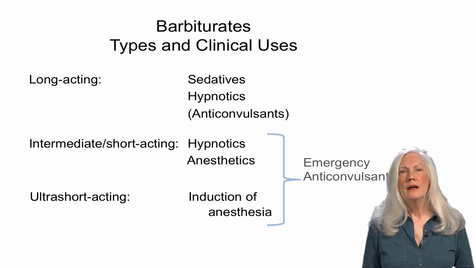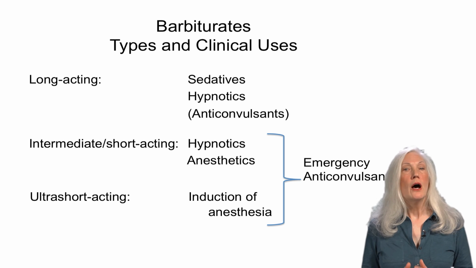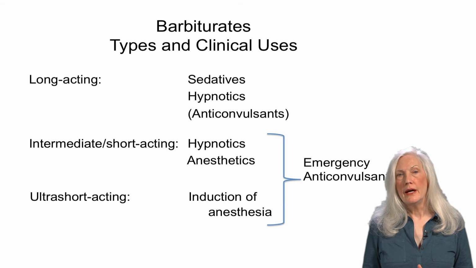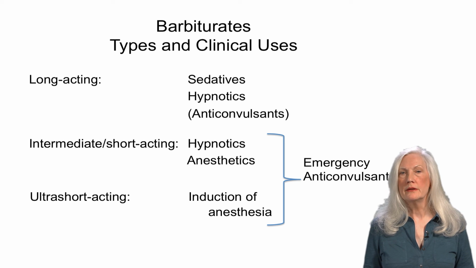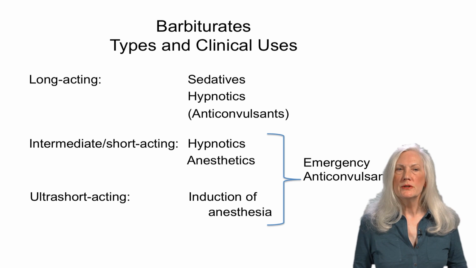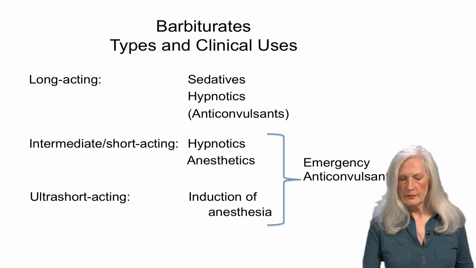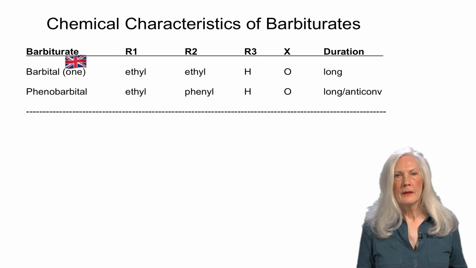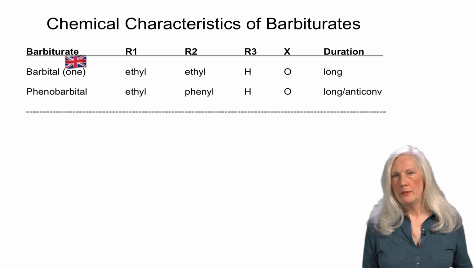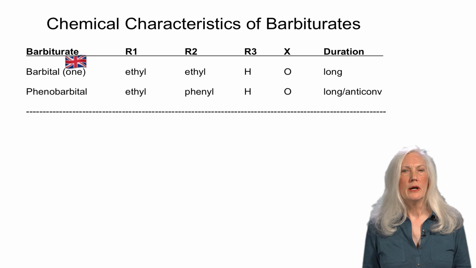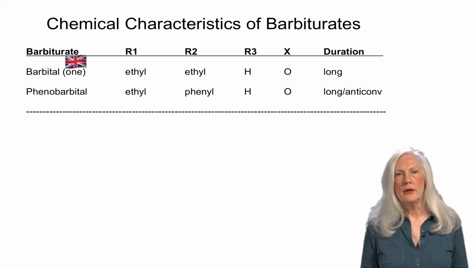Remember, too, that anesthetic doses of short and ultra-short acting barbiturates, as well as some of the other injectable anesthetics, can be used as emergency anticonvulsants. There are hundreds of barbiturates, but only a handful on the market. These are just examples of drugs that fall into the three categories of long, short, and ultra-short acting compounds.